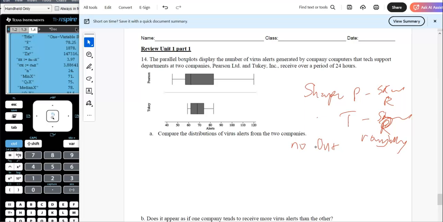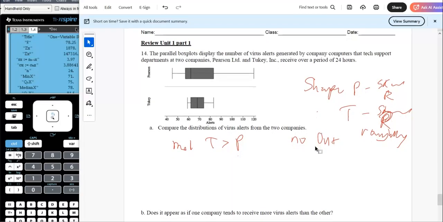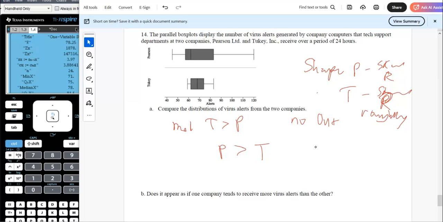Center. So the median for the Turkeys, Turkeys like St. Mary's, median for Turkeys is greater than the Pearson. Okay, I'm just not writing it all, but it's there. And then finally, variability. Oh man, Pearson has much greater variability than the Turkeys do. You can say it goes from 45 to 120. Turkeys only go from about 60 to 82.